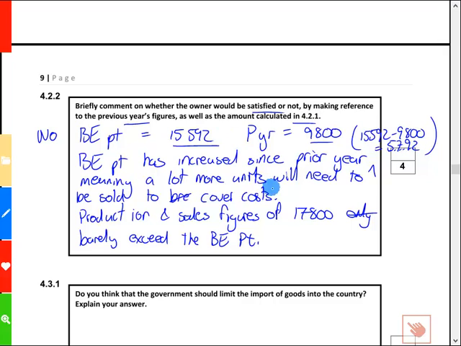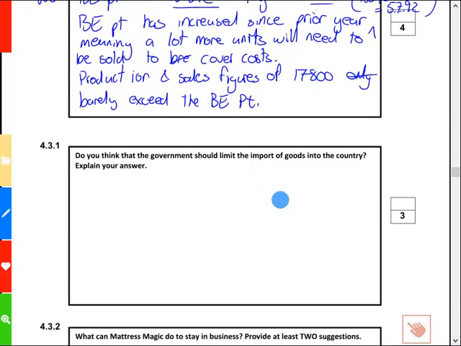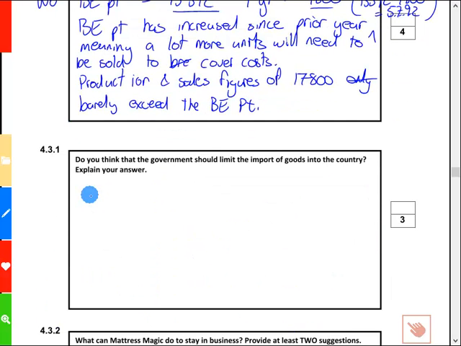Right, do you think that the government should limit the import of goods into the country? Here again, you can have a look at the memo. Again, it's a yes or a no, and you just substantiate it. Yes, they should possibly limit the import of goods to give local suppliers a better chance at breaking into the market and to grow their market share. No, you can say no, you should give customers the opportunity to buy whatever they like. Whatever you say, yes or no, just make sure you substantiate that.